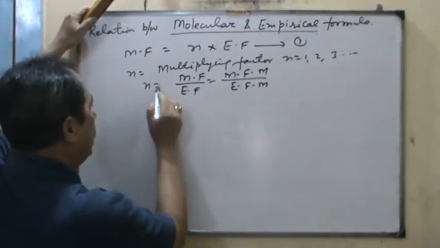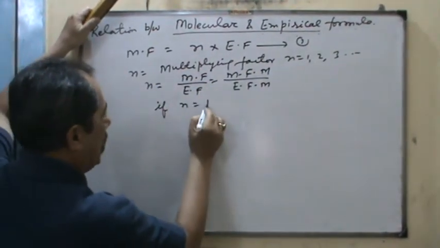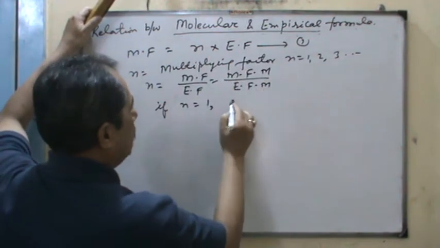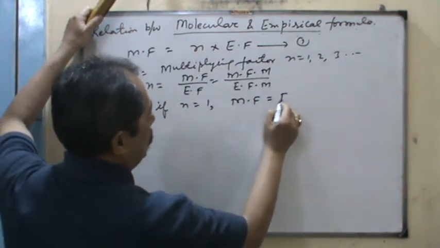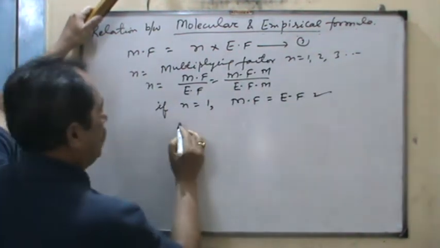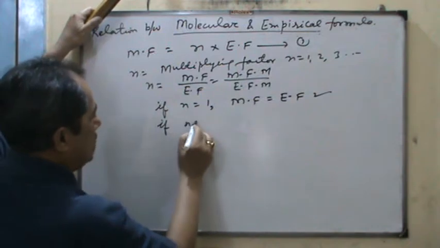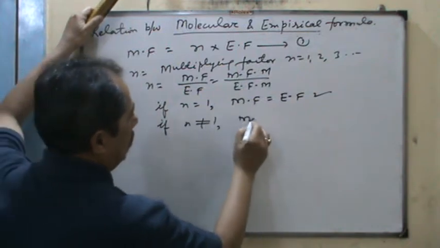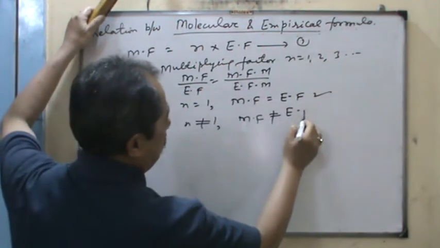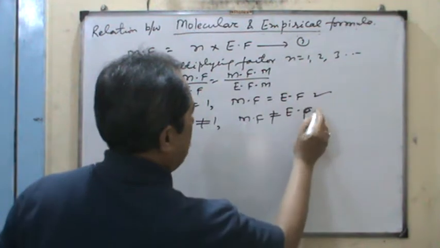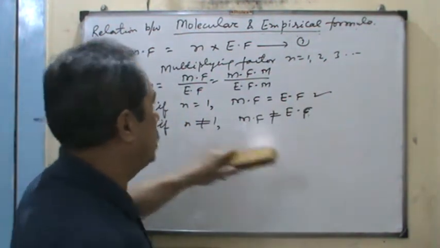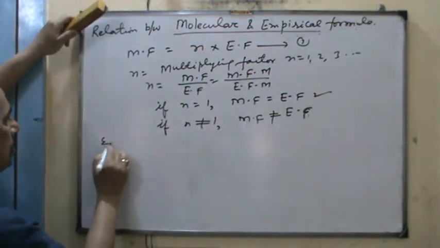In that way, if n is equal to 1 after the division, then molecular formula should be equal to what formula? Empirical formula. If n is not equal to 1, then obviously molecular formula should not be equal to what formula? Empirical formula. So as such, I give you one example here.